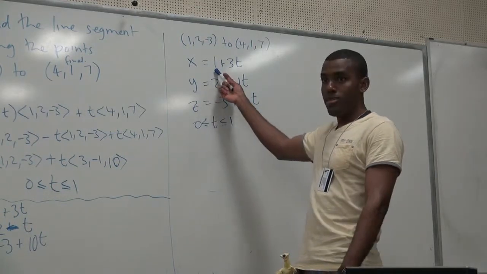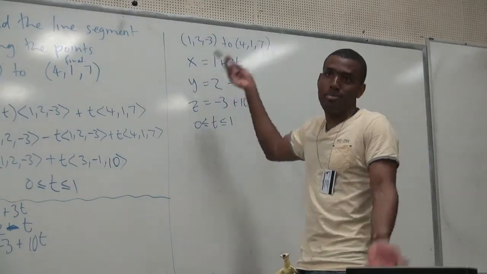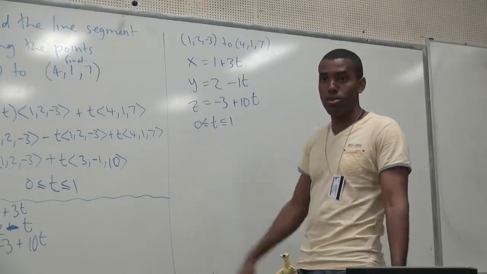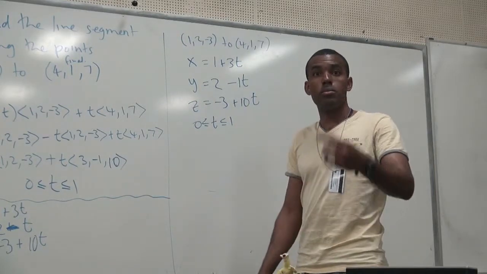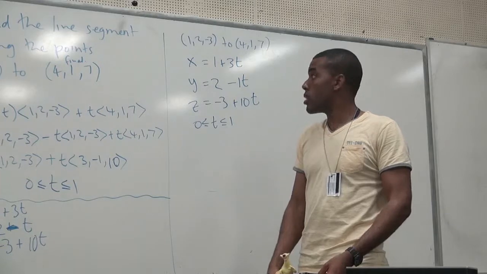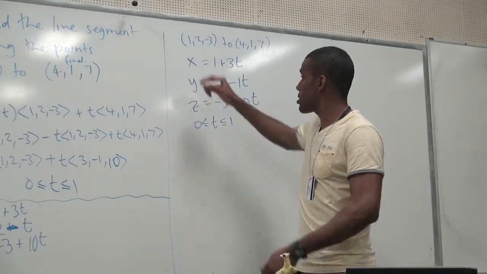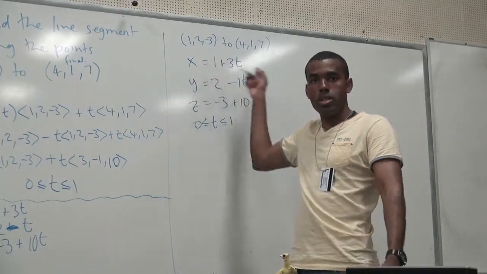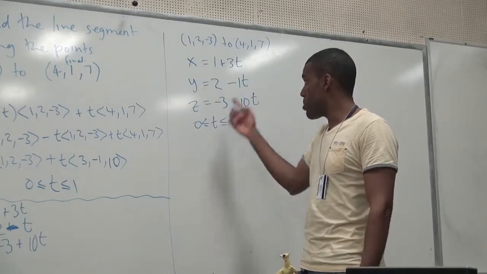So you write down where you begin, figure out what you have to add or subtract to get where you're going, attach a t to that, and restrict t to go from 0 to 1. So your answer, that's parametric form? This is a parametric form, yes. When you say x is a function of t, y is a function of t, that would be. So this is the parametric form.